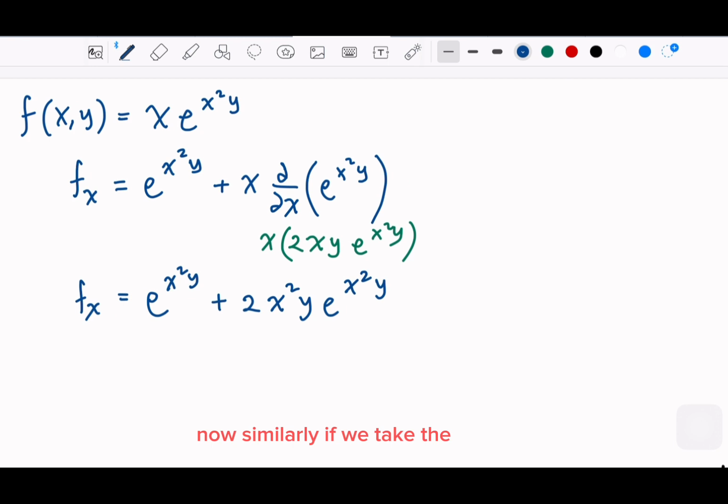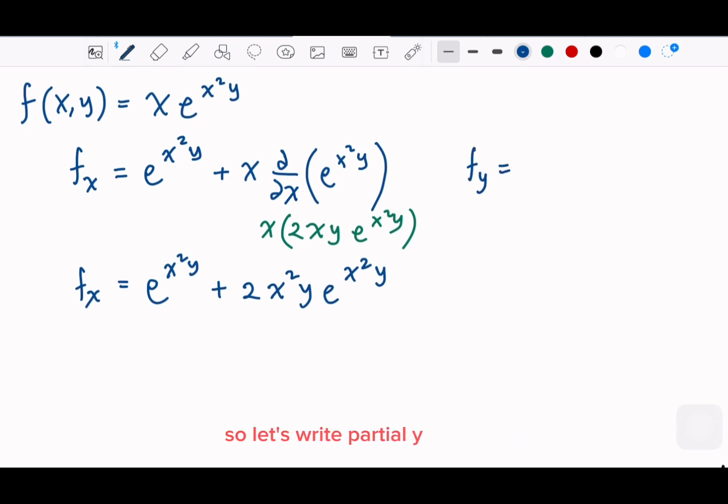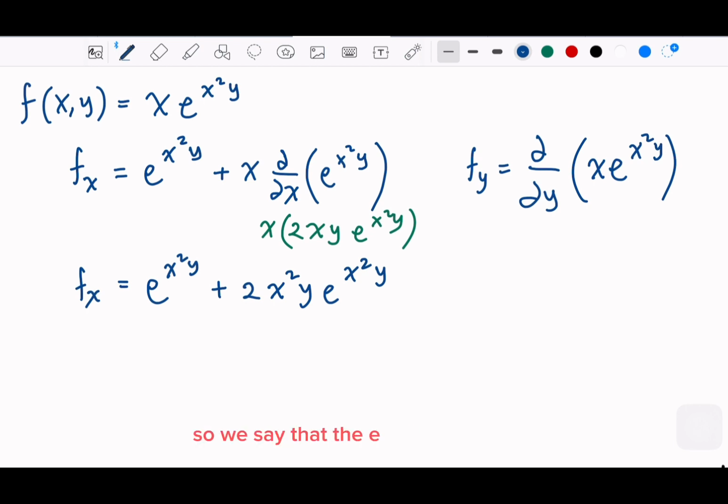Now similarly, if we take the partial y, the partial y will only affect the variable y, which in our case is in the exponent of e. So basically we just take the derivative like that. We say that e to the power of x squared y, take the chain rule, x squared becomes a constant, so we are just taking the variable y and differentiating, which becomes just x squared. So x squared times x becomes x cubed e to the x squared y.